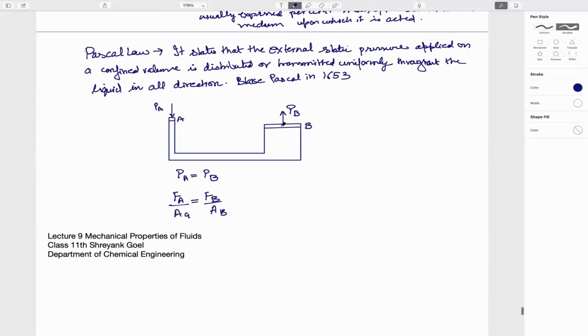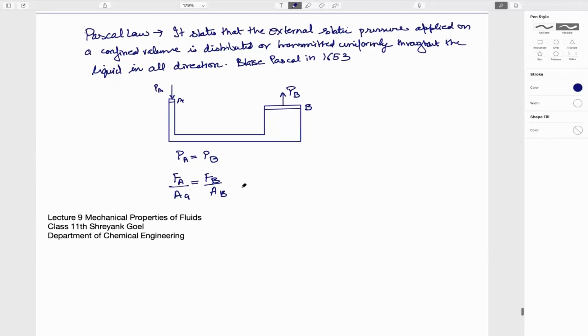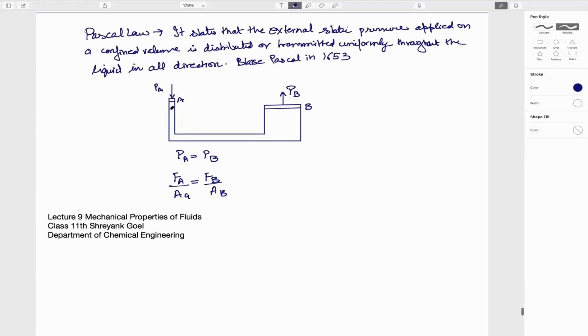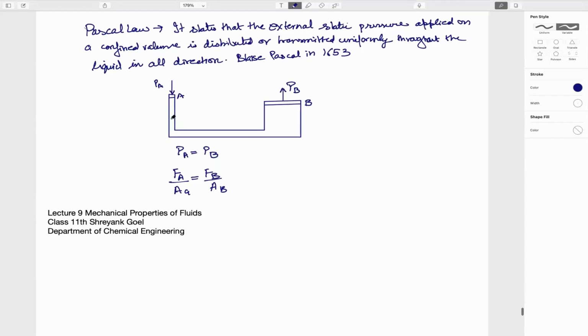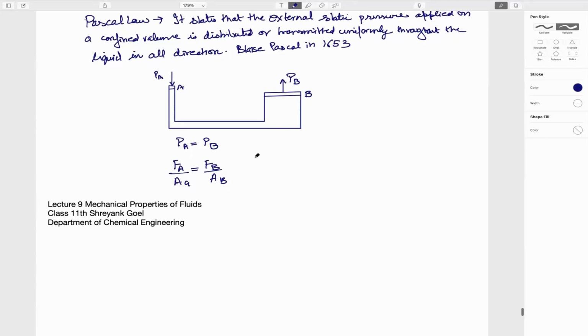And I have given you this piston example where if you apply pressure at this side, the pressure at this side will be equal. What is different is force and area at both the sides. Here the area is less, so force is less accordingly. So we know that AA is less than AB, so FA is less than FB in order to have pressure on both sides equal.